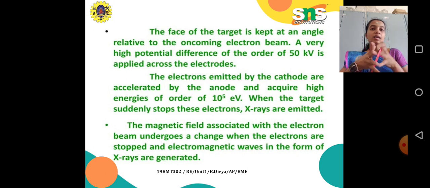The magnetic field associated with the electron beam undergoes a change when the electrons are stopped by the target, and electromagnetic waves in the form of X-rays are generated.